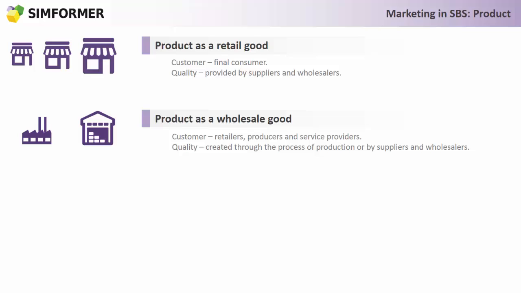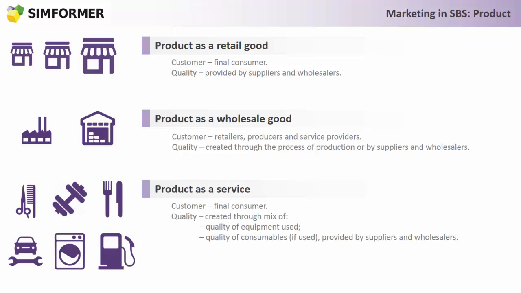If you're a service provider, once again, you will be dealing with final consumers, although quality of the service compared to the quality of the product is made out of more variables. So first of all, quality of the service is affected by the quality of equipment you are using. Now, depending on the type of service, consumables might be used or not. So if you're using consumables as you provide services, their quality will have a direct effect on the overall service quality.